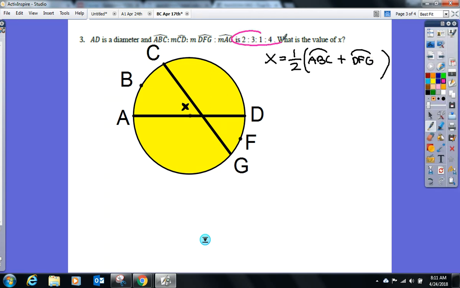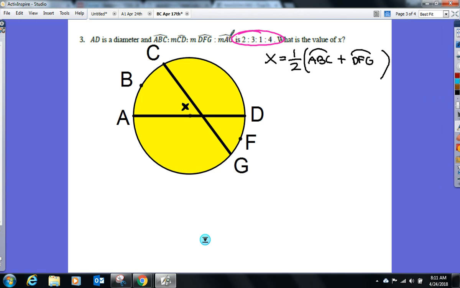I got numbers, arcs, and a ratio. Those numbers alone do not mean anything until I put what with them? x's with them. So everyone label ABC as 2x, CD as 3x, DFG as x, and AG as 4x.